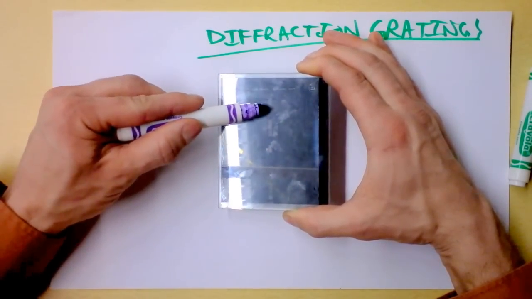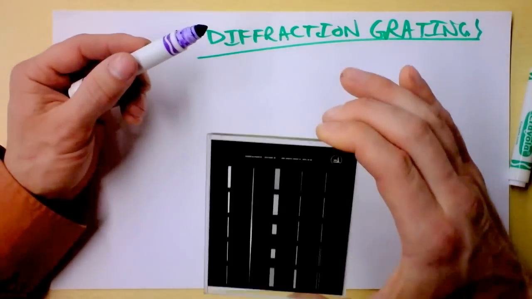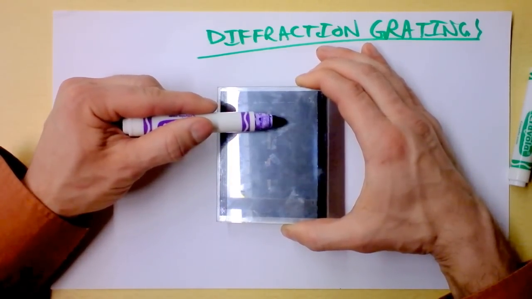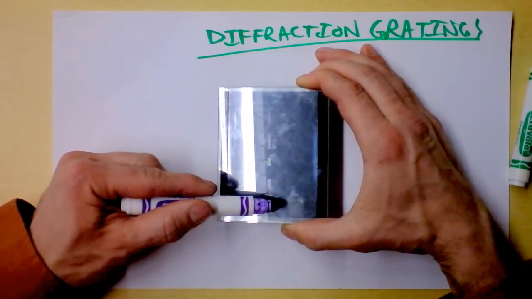Here I've got 5 different diffraction gratings with different spacings between the slits. And here I've got, what do I have there? Oh, 1 slit of a given width, and then 2, 3, 4, and 5 slits of that same width and same separation.